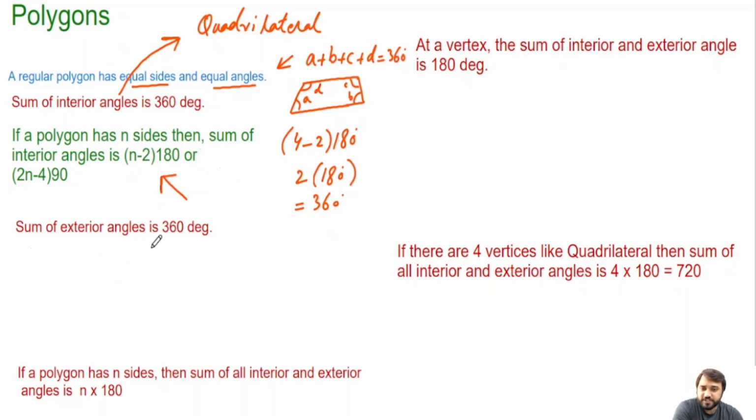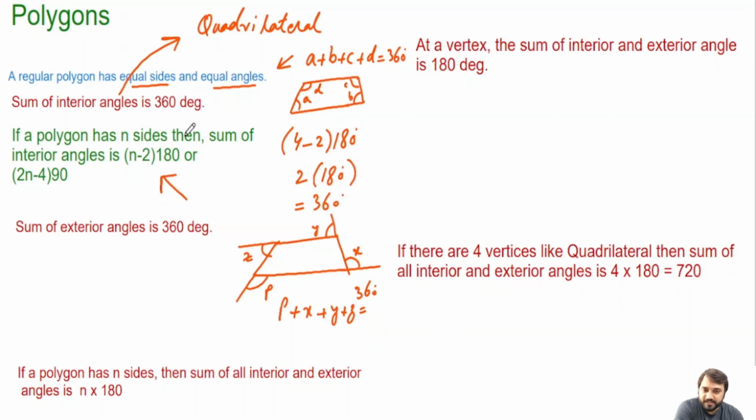The next point is that the sum of exterior angles is 360 degrees. Again, if you have a quadrilateral or polygon, I'm just forming here the external angles. So these are external angles, X, Y, Z, P. If you add them, P plus X plus Y plus Z, that would be equal to 360 degrees. So you have to memorize this. The exterior angles of a polygon sum to 360 degrees.